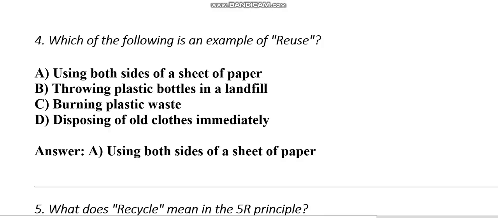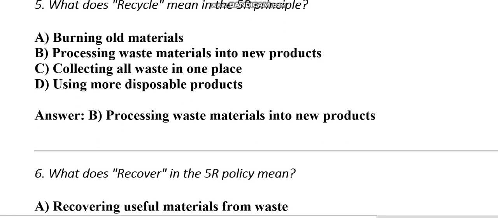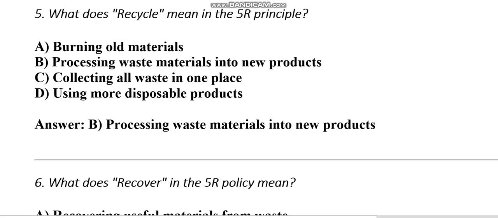Question number 4 is, which of the following is an example of reuse? Using both sides of a sheet of paper, it is an example of reuse. What does recycle mean in the 5R principle? Recycle, that is processing waste material into new product.